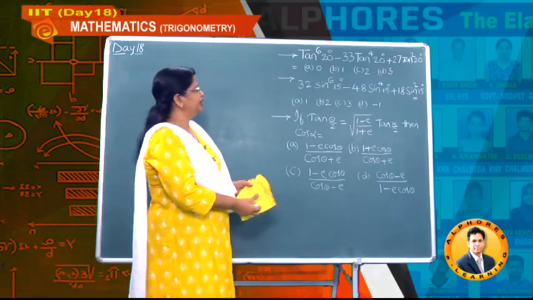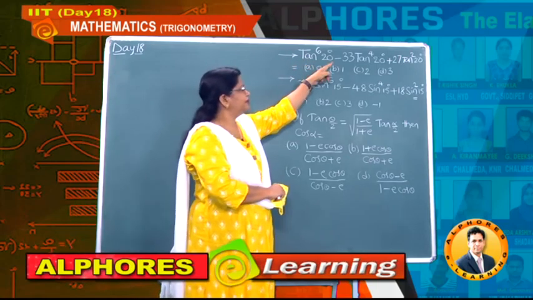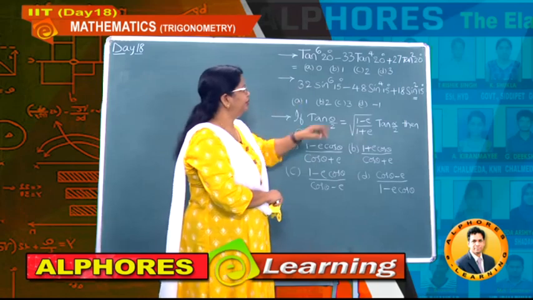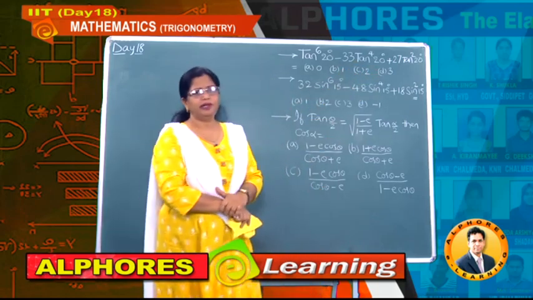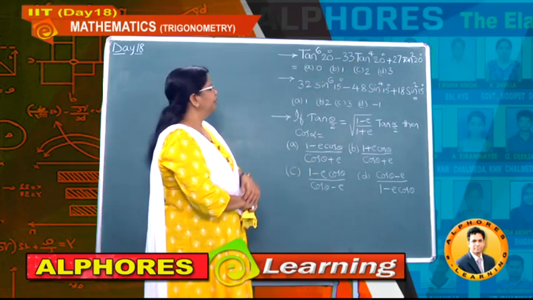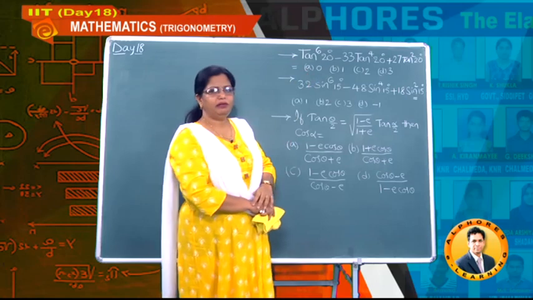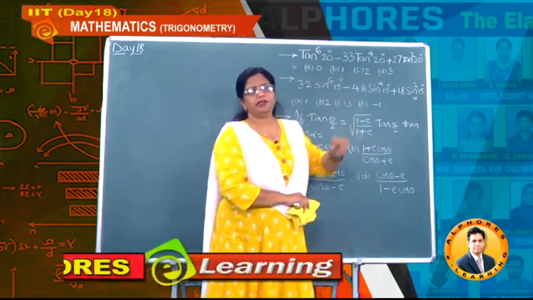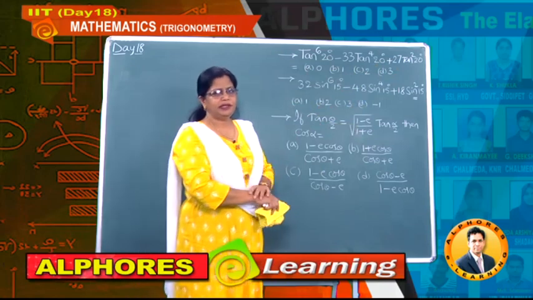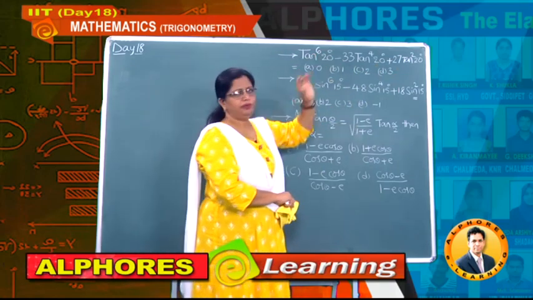Students, observe this problem: tan to the power of 6 20 degrees minus 33 tan to the power of 4 20 degrees plus 2 times tan square 20 degrees. Okay, and here the power is 6, and everywhere the angle is 20 degrees. The angle is the same everywhere. Now the power is 6 here, and therefore it is given.